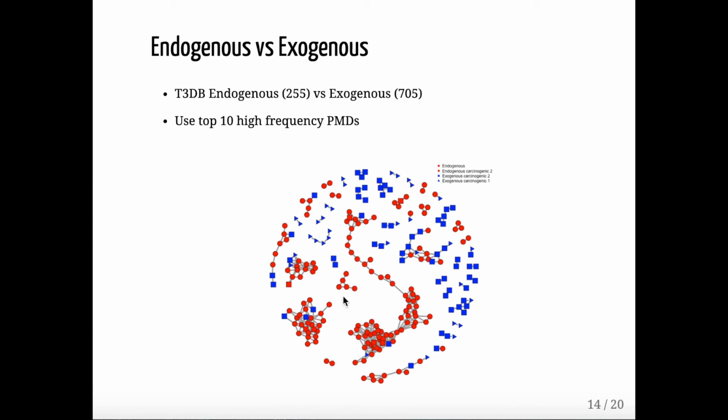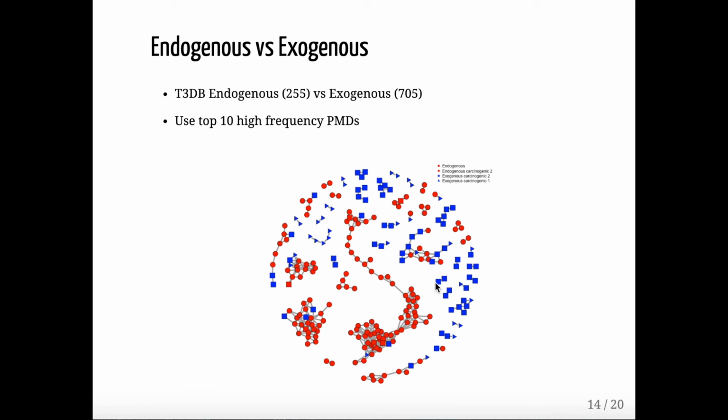The red ones are the endogenous compounds, and the blue ones are exogenous compounds. And here is something very interesting. You can see that most of the endogenous compounds are coupled into a larger network, while of the exogenous compounds, only few are in this big network, and most of them are just isolated from each other.